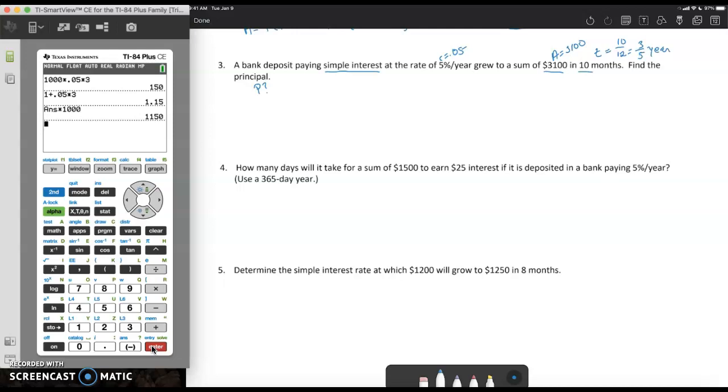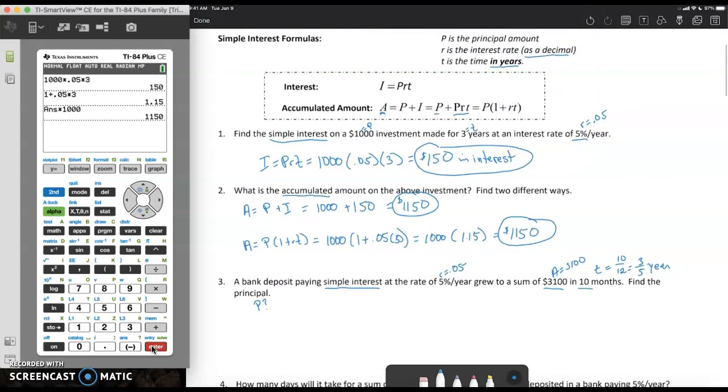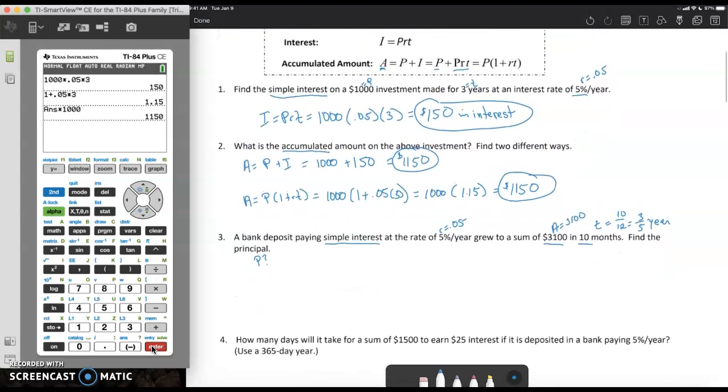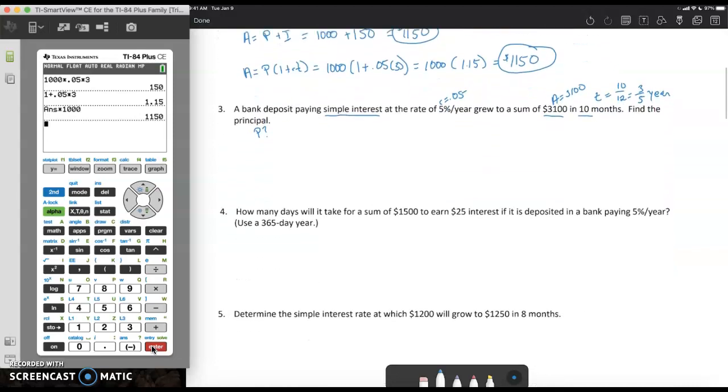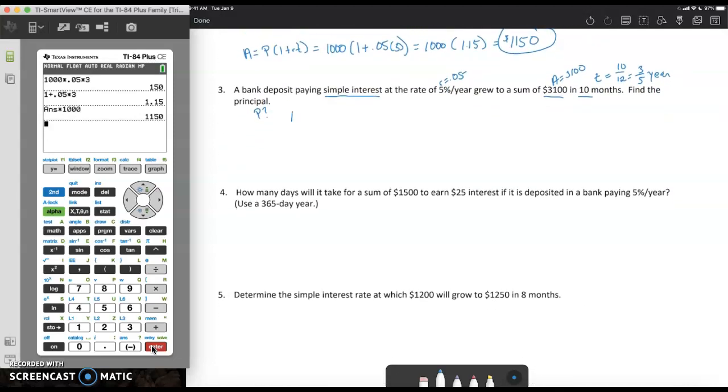Okay, so the only formula I have with the A in it is that bottom one. And since I've got P's, R's, and T's flying around, I'm going to use this version. Again, I just am picking this version. There's another version you can use if you feel like it. We don't know what P is. We know that A is 3,100. We're looking for P. We know rate is 0.05 and the time is 3/5.